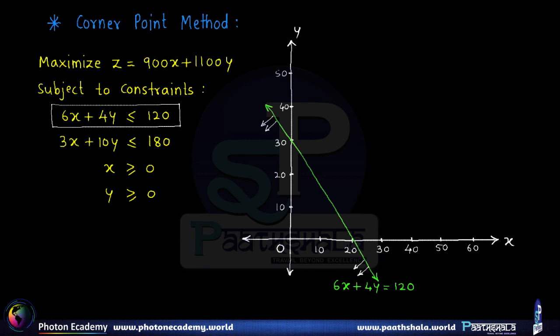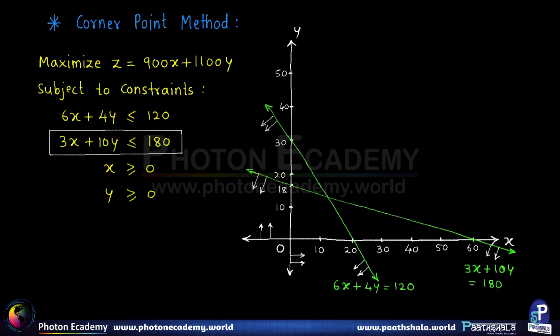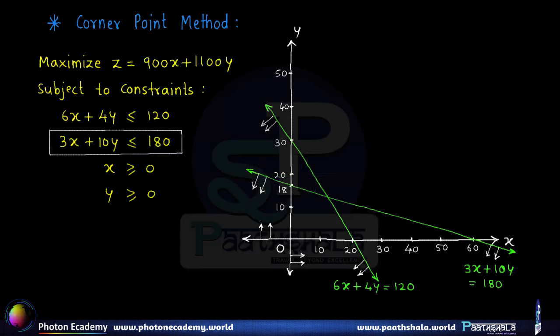Then we go to the second constraint. So here again, considering the equality, we divide both sides by 180. So we will get x upon 60 plus y upon 18 is equal to 1. So therefore 60 is the x intercept and 18 is the y intercept for this particular line. So we are plotting the second line also.